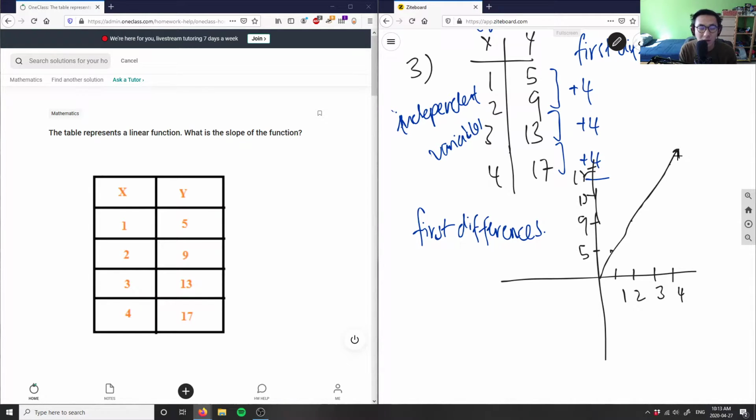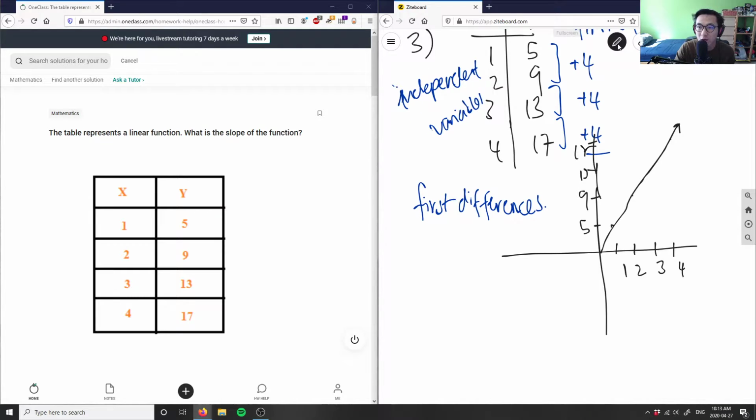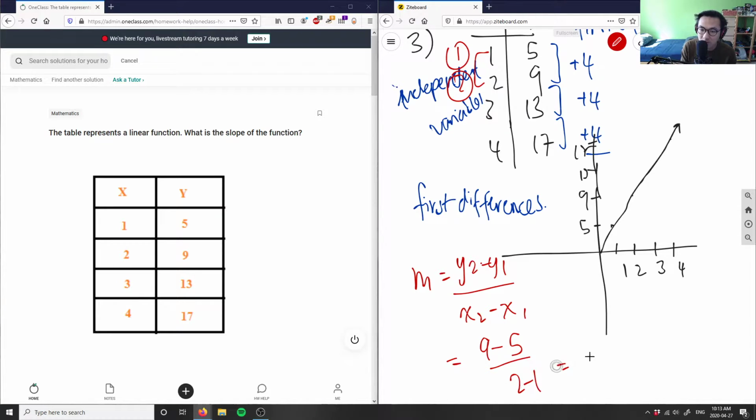And if you look at how I calculate my slope using my graph, I can simply say it's rise over run, right? Or I could simply use the equation m equals y2 minus y1 over x2 minus x1. If I take out these 2 points, for example, point 1 and point 2, I could simply do y2 here is 9, y1 here is 5, over 2 minus 1. This is 4 over 1, which equals 4. So it doesn't matter which way you use it. You can solve it through the slope equation. You can solve it through first differences.